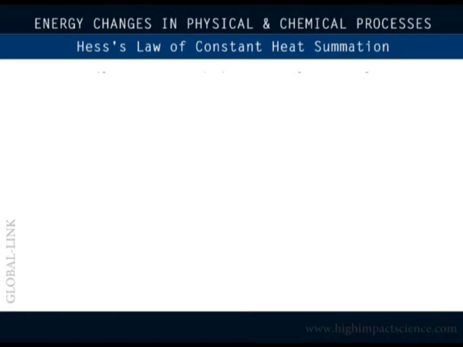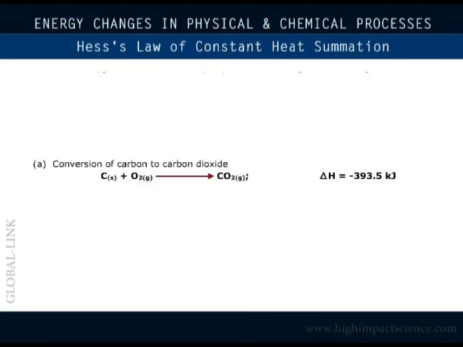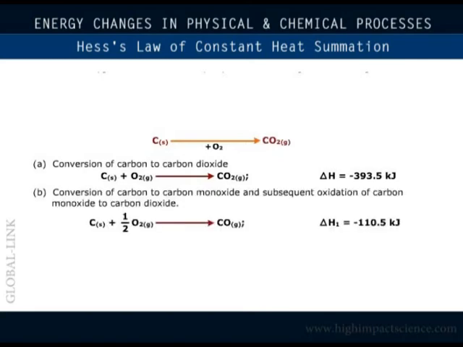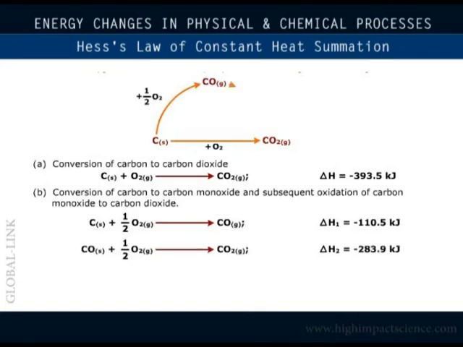Consider the formation of carbon dioxide from carbon and oxygen. There are two ways in which this change can be brought about. A. Conversion of carbon to carbon dioxide. Or B. Conversion of carbon to carbon monoxide and subsequent oxidation of carbon monoxide to carbon dioxide.